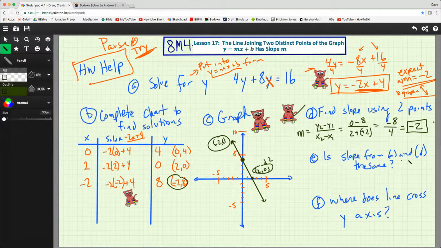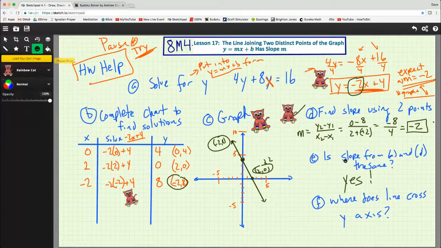Now, is slope from A to D the same? Oh yeah, we've already identified that. That was part of our expectation. So our slope from A was negative 2, and our slope from D was negative 2. So yes. Yes, happy cat. Let's celebrate success.